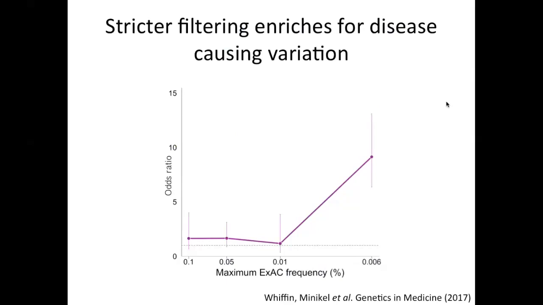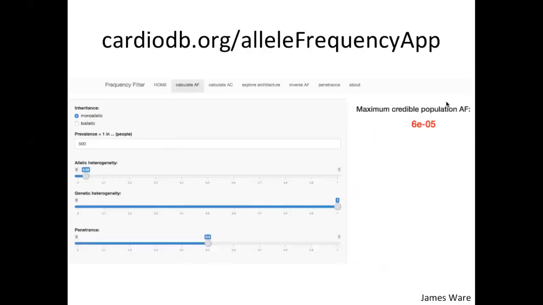Basically, what I'm trying to show here is that all of the signal of this burden test is confined to this lowest allele frequency bin on the right-hand side, the only confidence interval that doesn't overlap 1, and this corresponds to variants that are rarer than our predefined frequency threshold of 6 times 10 to the minus 5.